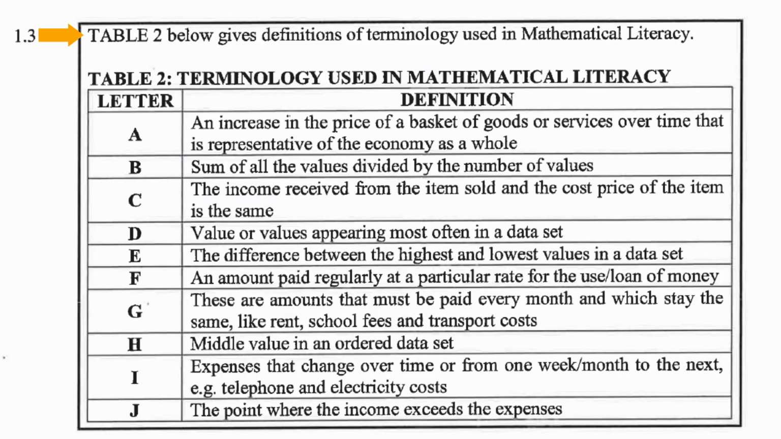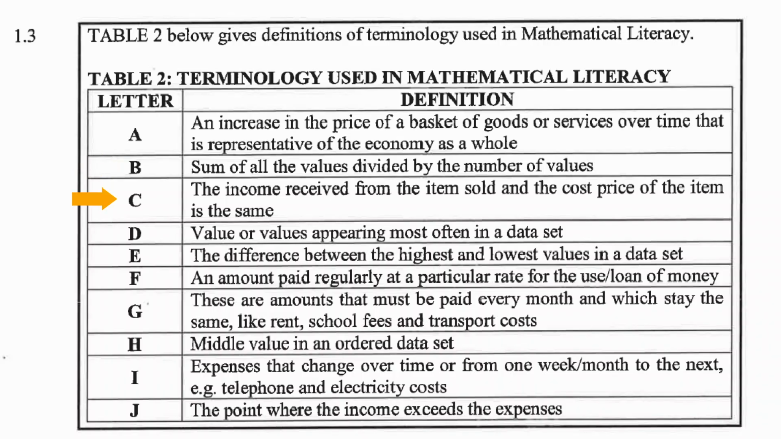Question 1.3 states that Table 2 gives definitions of terminology used in mathematical literacy. The table is divided into two columns. The first column lists the letters per definition, and the second column lists the definitions. The definition for letter A is an increase in the price of a basket of goods or services over time that is representative of the economy as a whole. B is the sum of the values divided by the number of values.